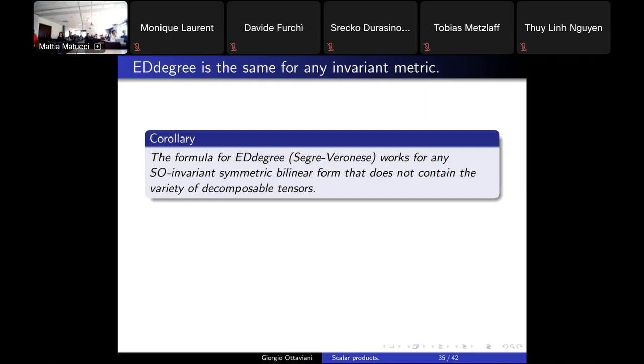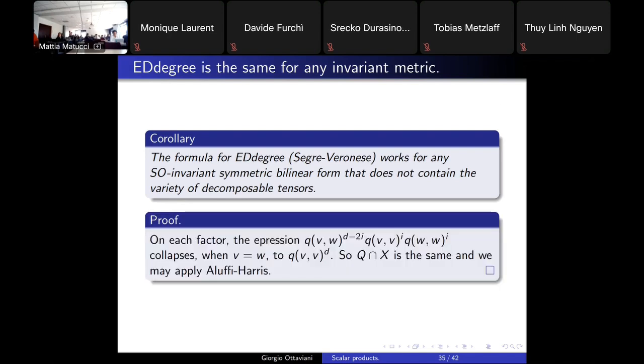Corollary: the formula of ED degree works for any SO invariant. The reason is that Q is the same as isotropic vectors. Now I don't show the details. I don't know a proof without a Lefschetz-Harris. Here is written: because of this expression, when you get the symmetrization, the quadratic collapses always to them. So it does not depend on i. And then Q is the same and you get the same.